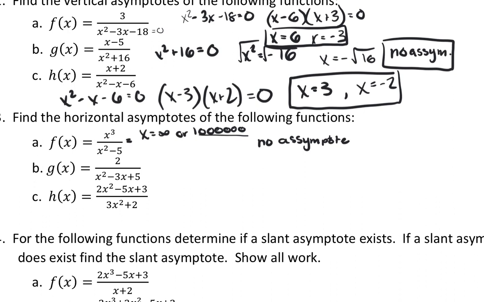Unlike B, this one has no x on top and this one has x squared on the bottom. So as we go, the top is going to stay at 2 and the bottom is going to be a very big number. As we get a really big number, we're dividing by a really big number, so this is going to go to 0. That means we have a horizontal asymptote at y equals 0.